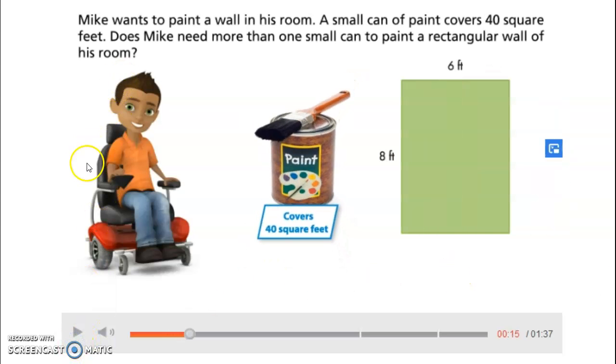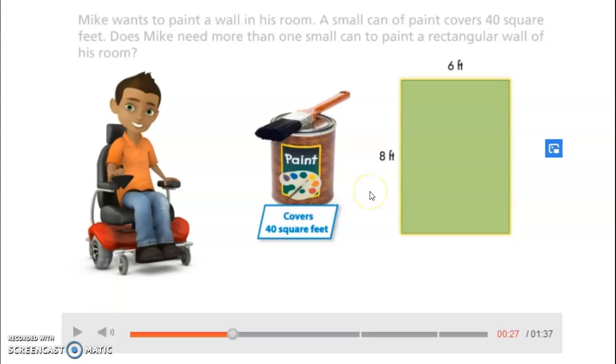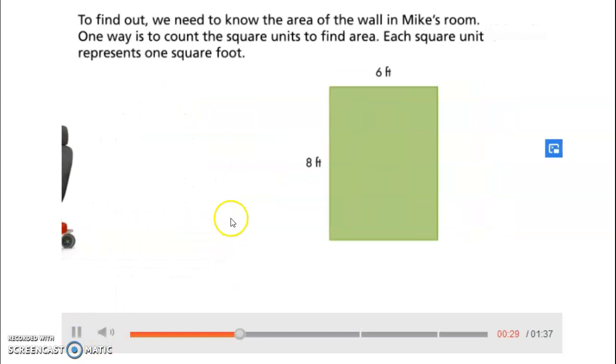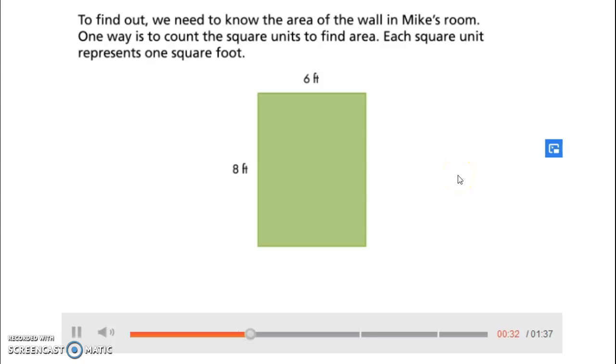Mike wants to paint a wall in his room. A small can of paint covers 40 square feet. Does Mike need more than one small can to paint a rectangular wall of his room? We can see that the length of this rectangle is 8 feet and the width of this rectangle is 6 feet. And we only have 40 square feet that we can cover. Let's find out if that will cover the whole area.